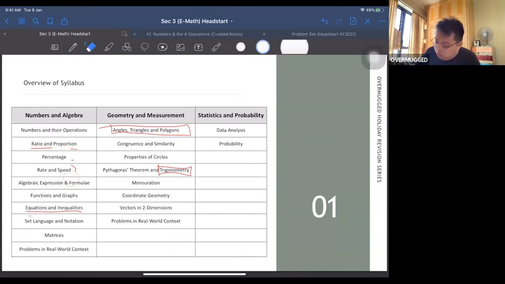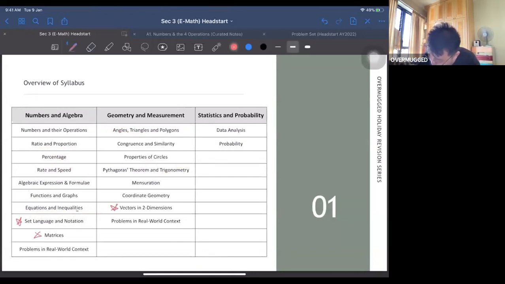Now, some of the topics here are for Sec 4. Let me just share with you which are they. So vectors, set language and notation, and matrices. Because of the way Sec 4 is being run, usually by March to April, schools will finish the syllabus. So that's why they only keep the last 3 chapters for Sec 4.